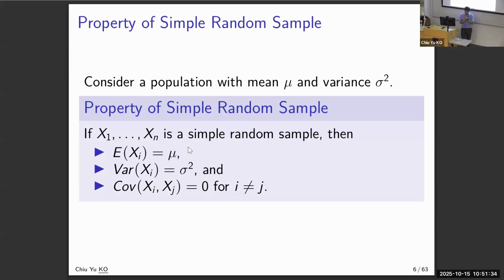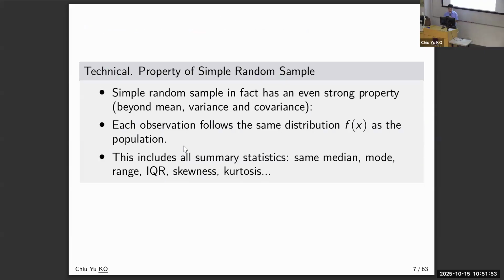As we said, they have the same big P and same big F. This implies the following: each observation would have the same mean, and the same variance, and zero covariance, as we have said already, meaning each observation is independent. And of course, you imply the same kurtosis, skewness, IQR, range, mode, median. Each one will be the same.